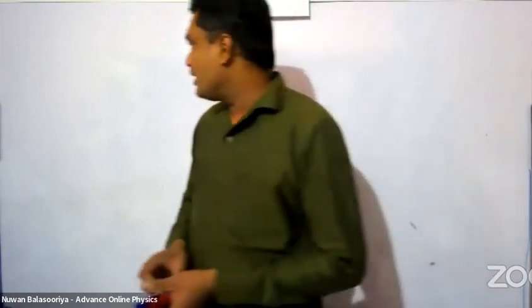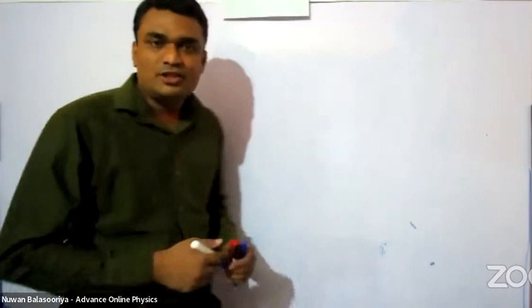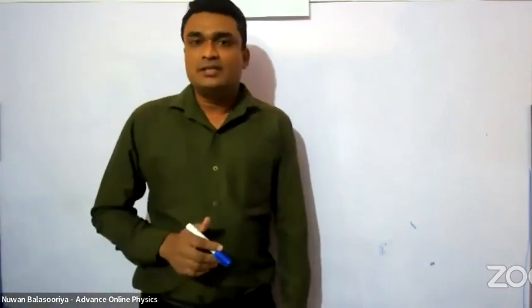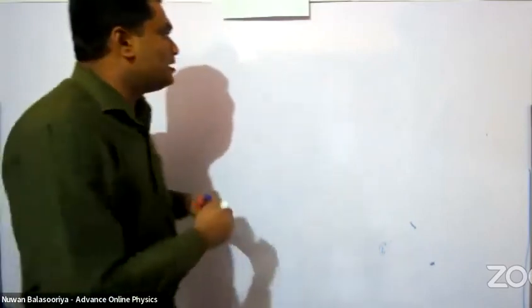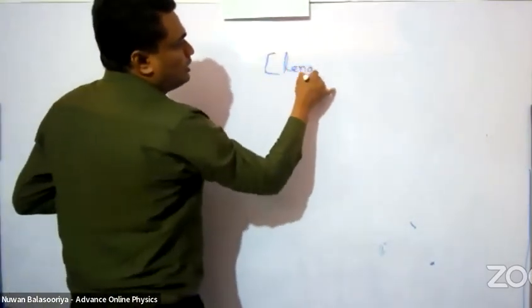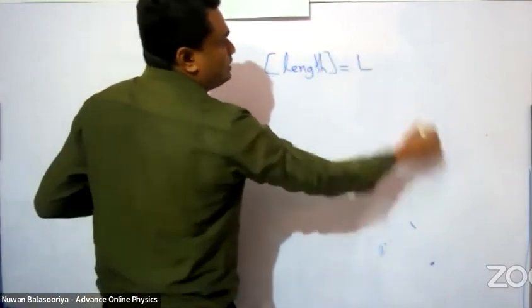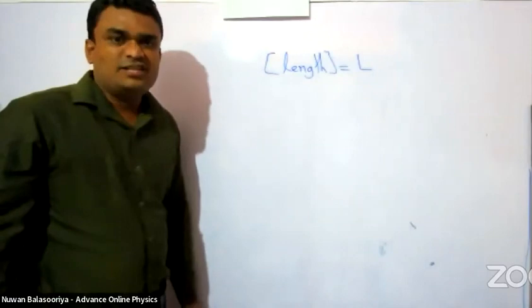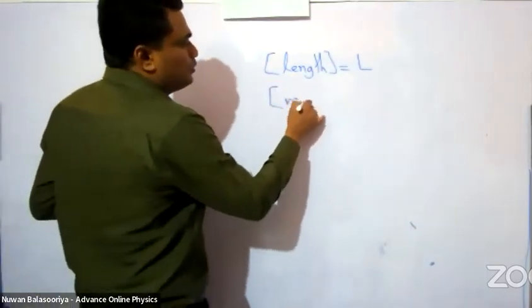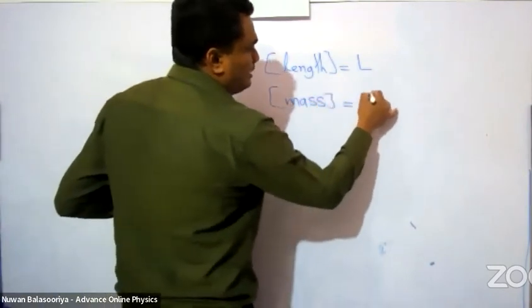Look at this. What is a dimension? A dimension is a symbol and it represents a given physical quantity. For example, length is a physical quantity. It is represented by the symbol capital L. English letters are symbols, right? The second example that we know: mass is a physical quantity. It is represented by the letter capital M.